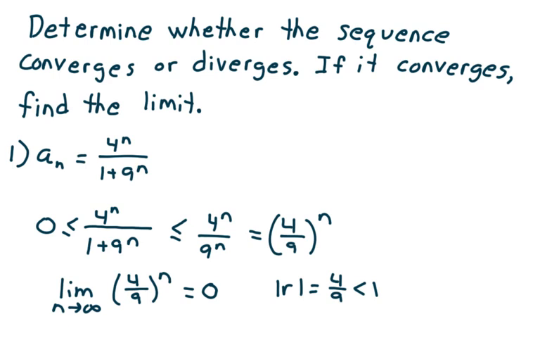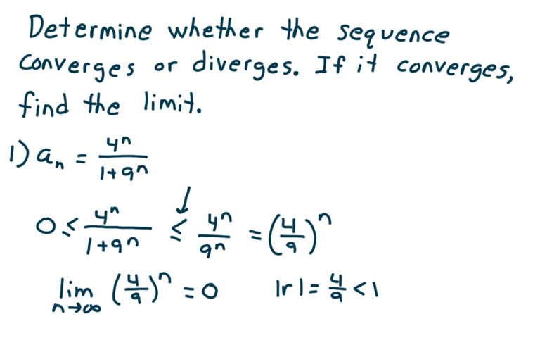So notice, 4 to the n over 1 plus 9 to the n is greater than or equal to 0 and less than or equal to 4 to the n over 9 to the n, which can be written as 4/9 raised to the nth power. So I want to make sure we understand this inequality right here.